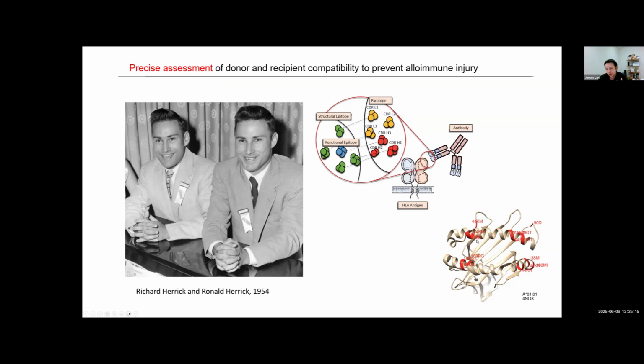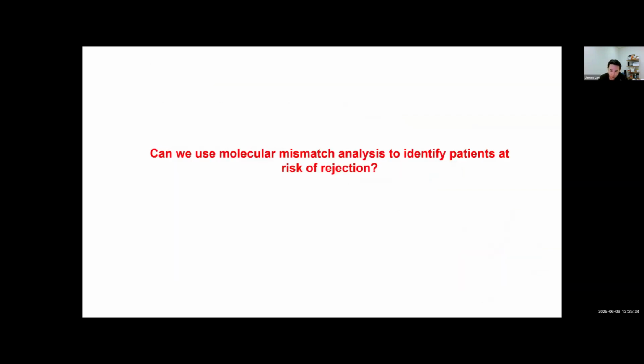And so what you see here is that each HLA molecule has very distinct epitopes that can incite the immune response. So the idea here then is, well, can we quantify the differences in these epitopes between the donor and the patient? And then we can really risk stratify patients and maybe treat them differently.